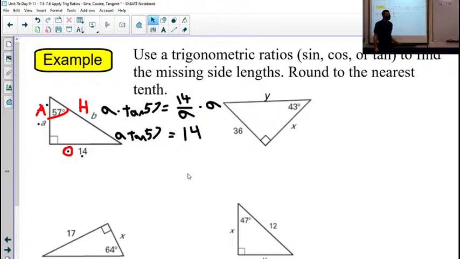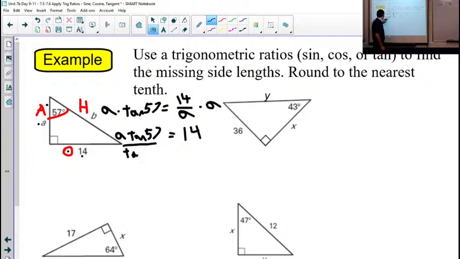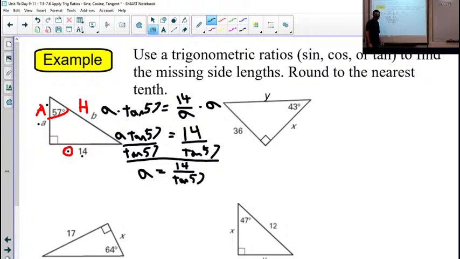So if I'm thinking about how to solve this equation, I have a times a number equals 14. How do I solve that? Well, if I have a times a number, then I'm going to get rid of that by dividing by that number on both sides. So I'm going to divide by tangent 57 on both sides because tangent 57 is just a number. A equals 14 over tangent of 57. This is the exact answer with no rounding, but we're going to round it.